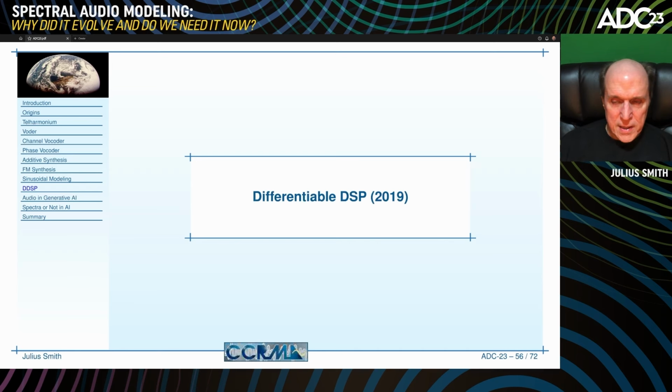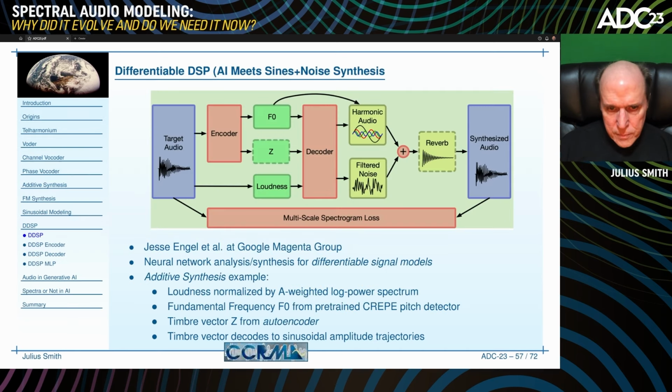So differentiable DSP was a big step forward. That's when we used neural nets to compute the amplitude envelopes and the filter noise envelopes. So it's a sines plus noise model. You have your audio and you get F0, the pitch, from the CREPE pitch detector. That was from NYU. And then you estimate loudness with some kind of RMS level or whatever. This is assumed to be one voice. And then what's left after you take out pitch and loudness? Timbre. So the Z vector is nothing but a timbre vector, right? Then you can decode it and get envelopes and make audio.